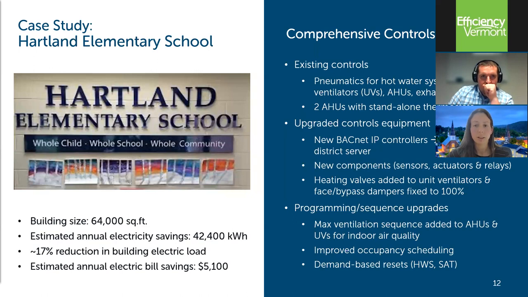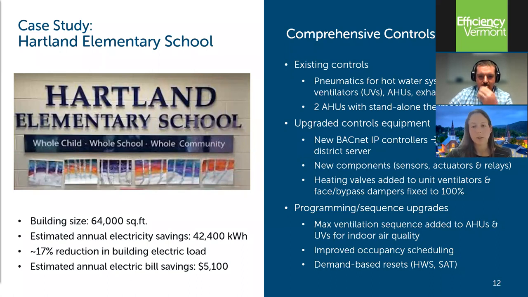We'll start off with Hartland Elementary School, which is a 64,000 square foot building in southeastern Vermont that is home to roughly 290 students, grades kindergarten through 8th. The school is made up of, I think, 24 classrooms, which are heated, cooled, and ventilated by unit ventilators. Communal spaces like the gym, library, and cafeteria are served by a mix of unit ventilators and central air handling equipment. And heat is provided by a central oil-fired boiler system.